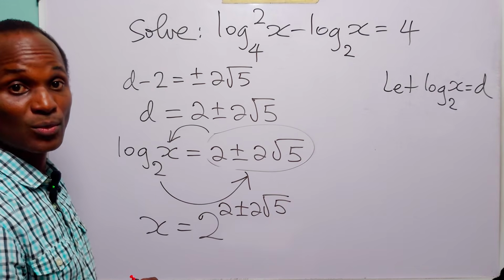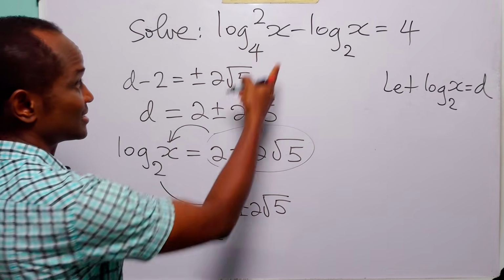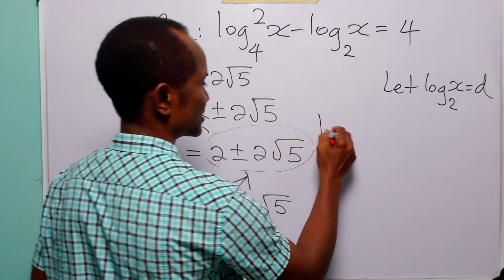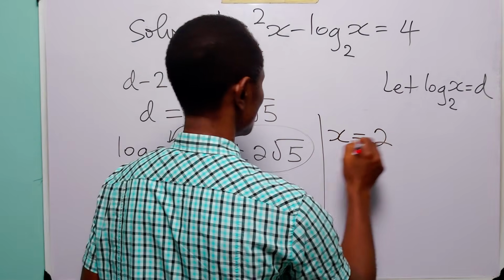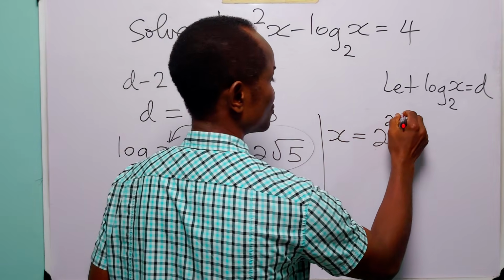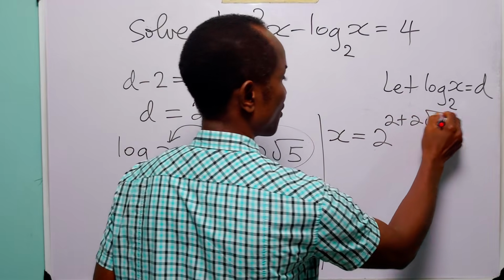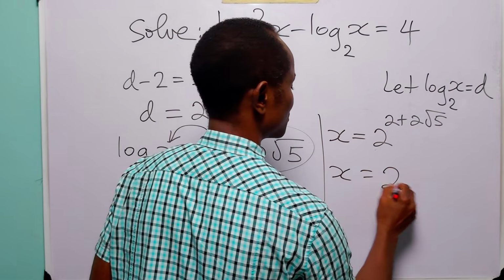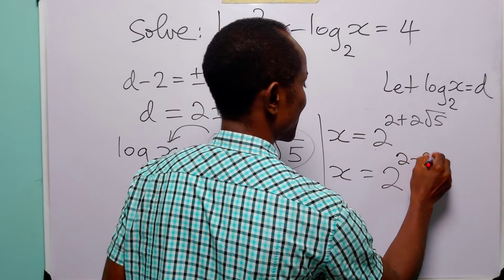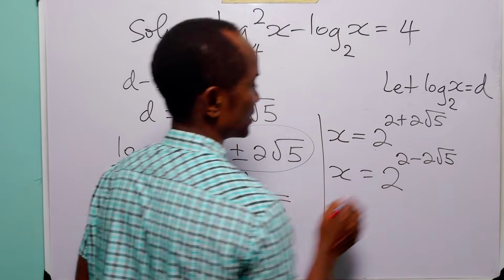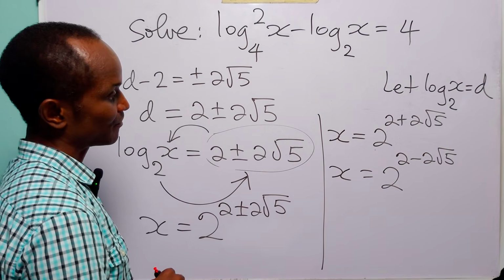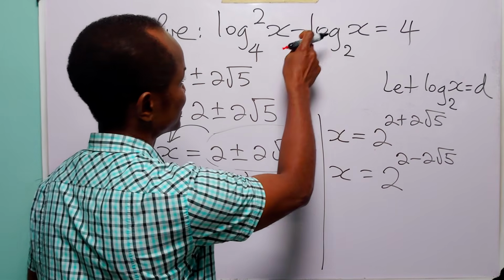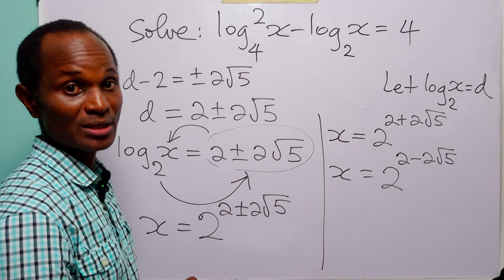So you can see that now we have two values of x that satisfy this logarithmic equation. We have that x is equal to 2 to the power 2 plus 2 root 5, and x is equal to 2 to the power 2 minus 2 root 5. Now, the next thing we are going to do is to check whether these values actually satisfy the given logarithmic equation.